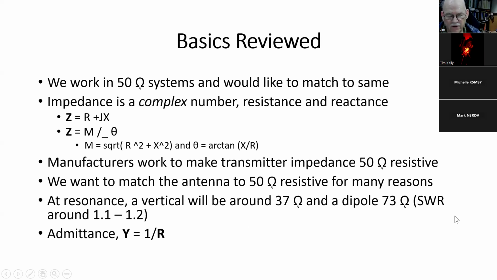If you really dig into the theory, Kraus's book or the ARRL Antenna Handbook or even the ARRL Handbook, at perfect resonance a vertical antenna is going to be around 37 ohms. That's not 50 ohms. And a dipole is going to be 73 ohms, not 50 ohms. I did some arithmetic today, and the SWR is going to be between 1.1 and 1.2. Okay, the internal tuner in most radios can deal with that, but if you're running 1500 watts, you might want to think about that.